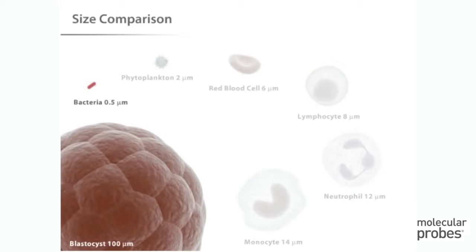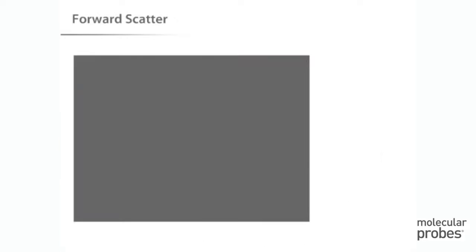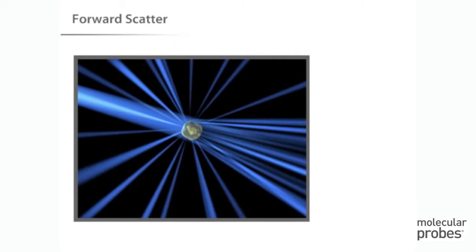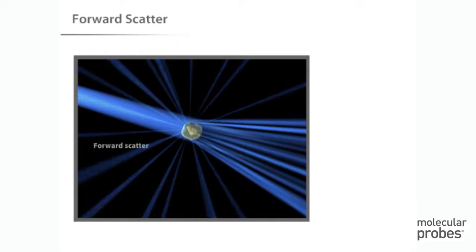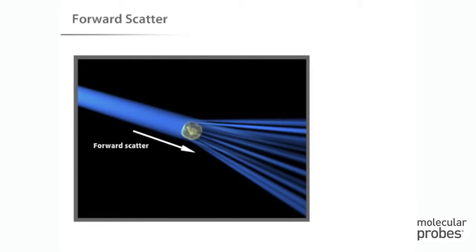Now let's see how laser light is used to detect individual cells in the stream. As a cell passes through the laser, it will refract or scatter light at all angles. Forward scatter, or low-angle light scatter, is the amount of light that's scattered in the forward direction as laser light strikes the cell. The magnitude of forward scatter is roughly proportional to the size of the cell, and this data can be used to quantify that parameter.